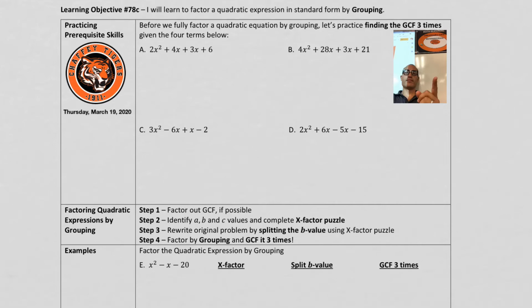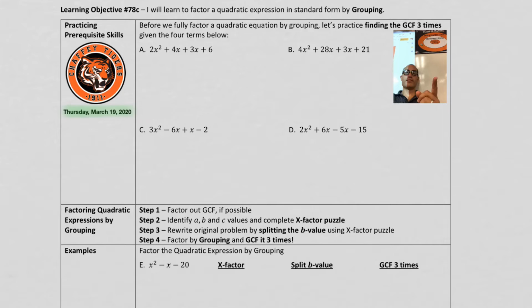Hey guys, good morning. This is Integrated Math 2, Note 78C today. So this will be a new idea as well. It's going to build off of yesterday's video of factoring by grouping. Just to be clear on our days here, today is Thursday, March 19th, 2020. Hopefully you're on the right video for today.